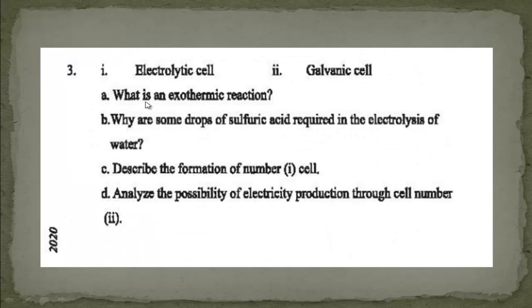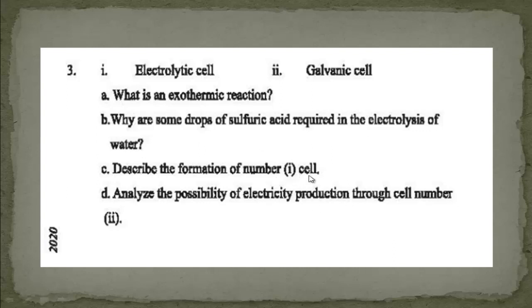Now the last creative question is about the electrolytic cell and the galvanic cell. What is an exothermic reaction? You know. Why are some drops of sulfuric acid required in the electrolysis of water? You know very well. After adding acid, the ionization of water increases, the degree of ionization increases. Sulfuric acid is used here, and when the water is ionized, then when you do the electrolysis process, you will get hydrogen gas and oxygen gas from water.